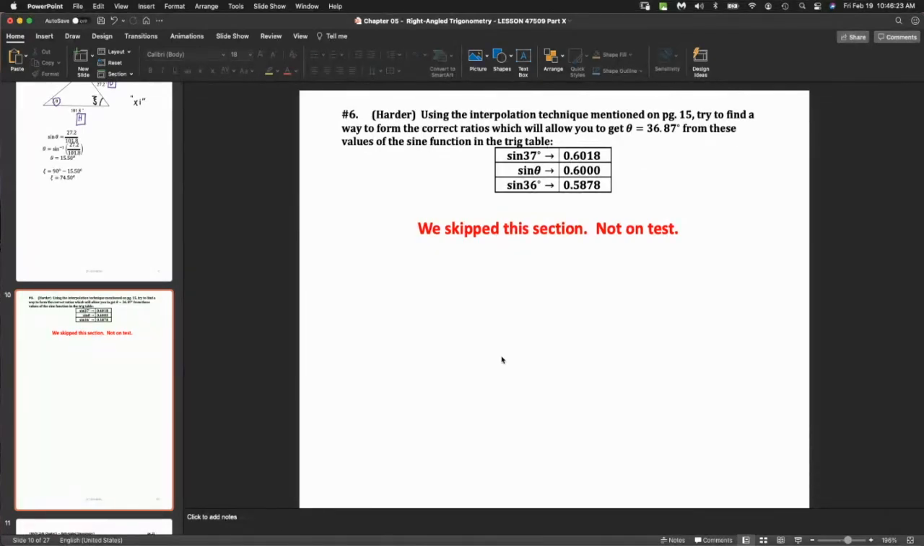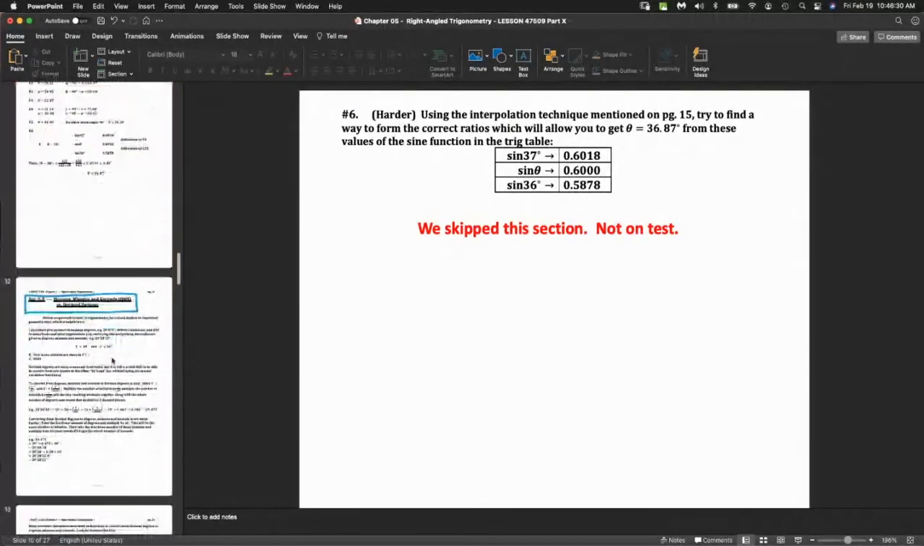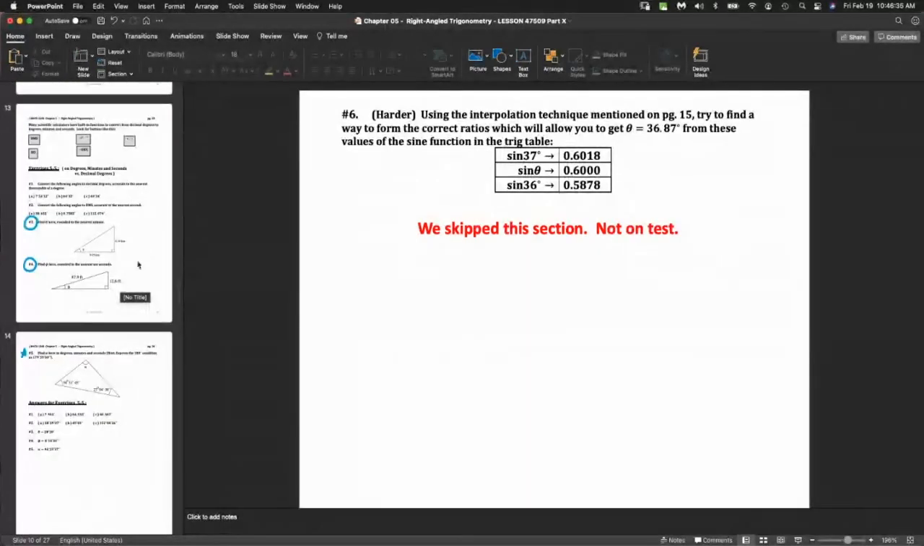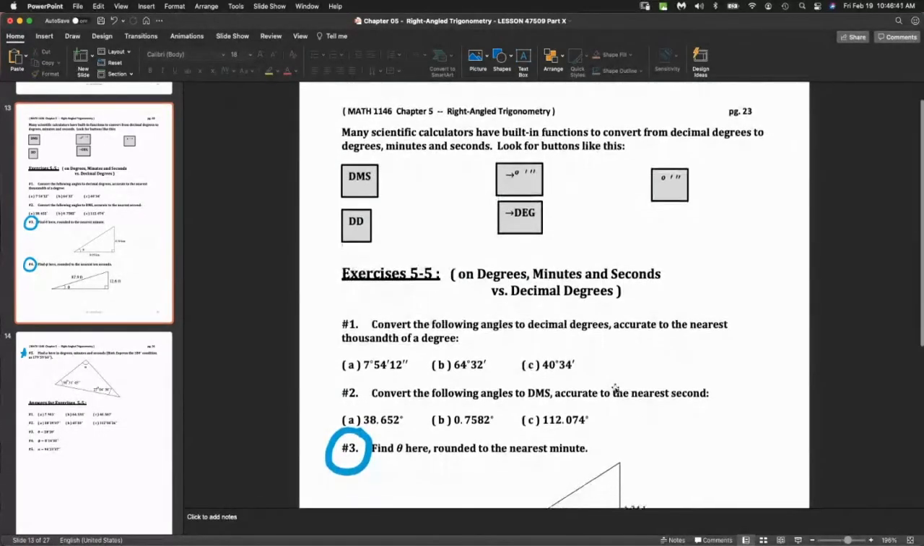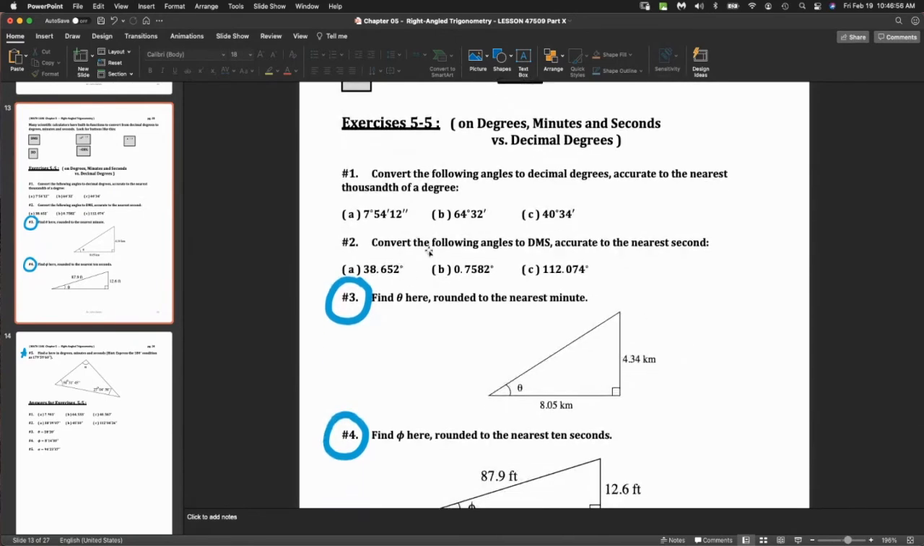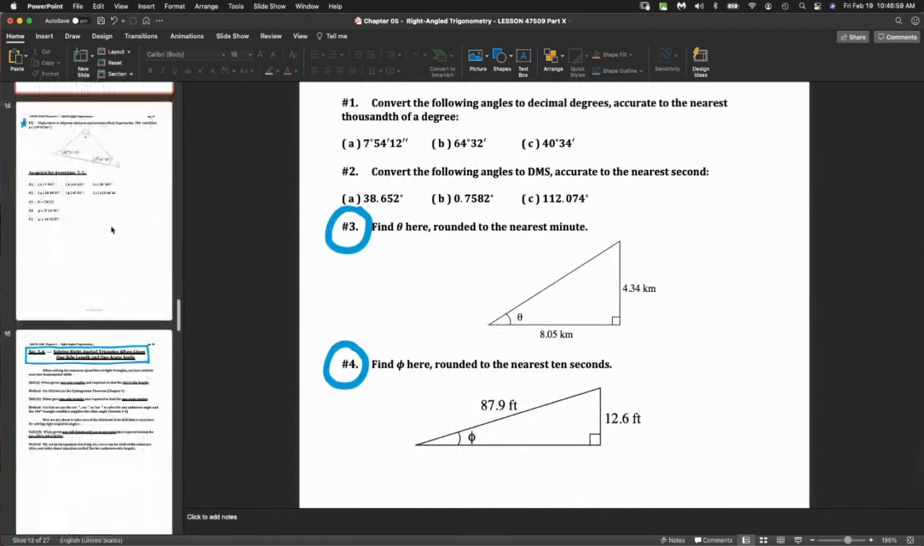Okay, I'm glad that it works, because that would not be fun. So what we're going to do now is talk about degrees, minutes, and seconds for a little bit. I'm going to shift you down to page 23, because I did give you a lesson on degrees, minutes, and seconds already. We can just jump into the exercises. So remember, these guys over here are degrees, minutes, and seconds. We'll do one conversion of each, and then I'll do the two exercises presented here.